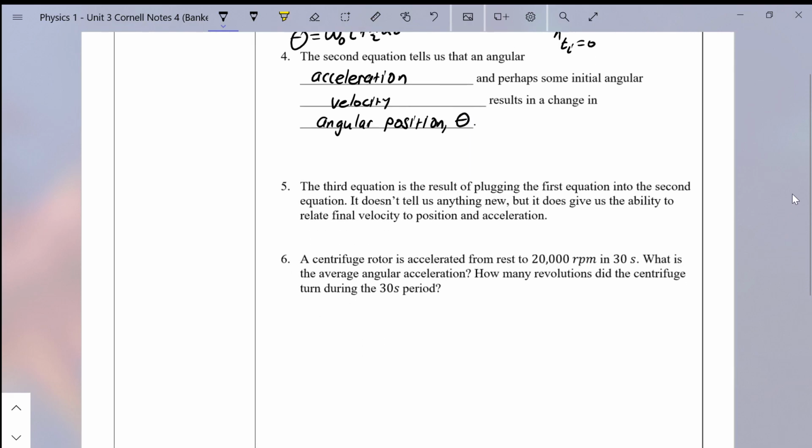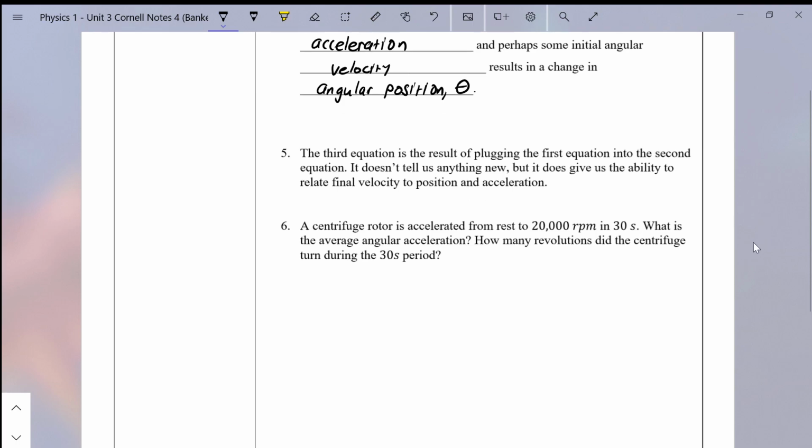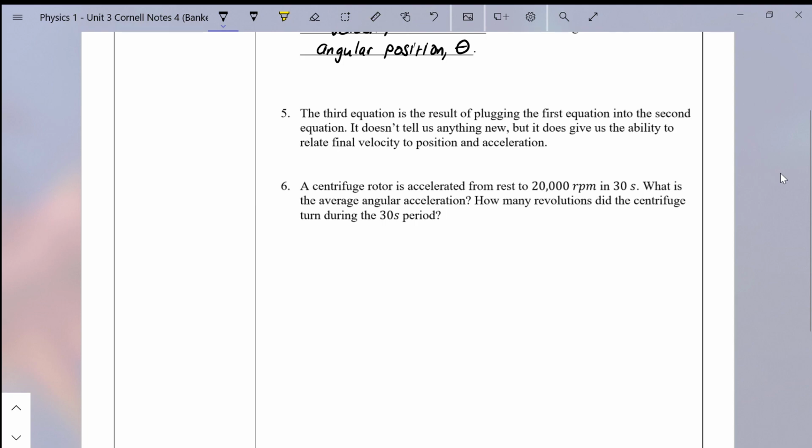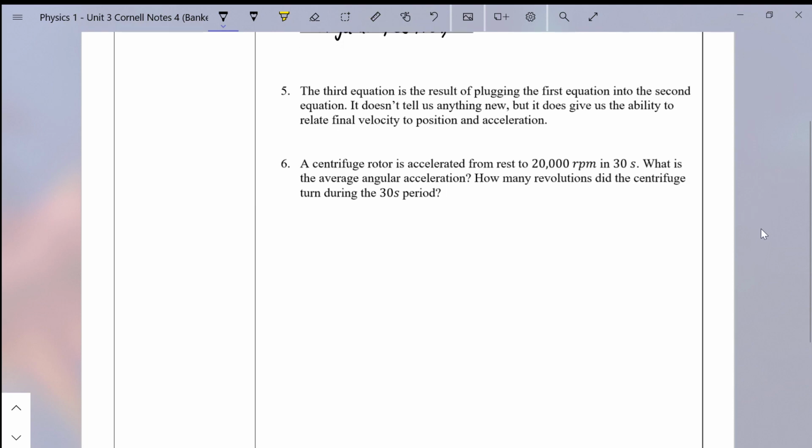The third equation is a result that you get from plugging in the first equation into the second. It doesn't really tell us anything new, but it does give us the ability to calculate or find a final velocity given position, acceleration, and time.